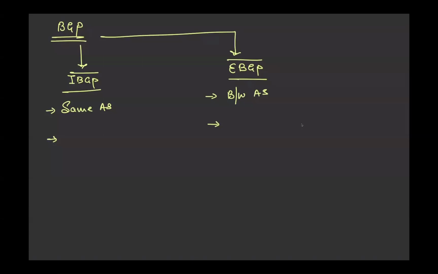In terms of connectivity, if we talk about IBGP and EBGP, do IBGP neighbors need to be directly connected or not? It is not necessary to be directly connected. But for EBGP, it must be directly connected.